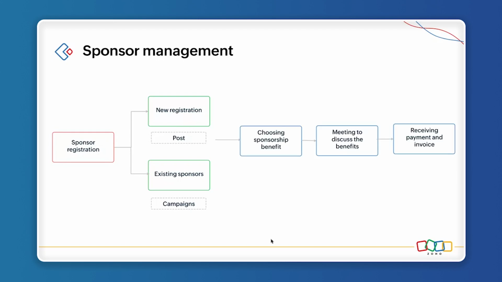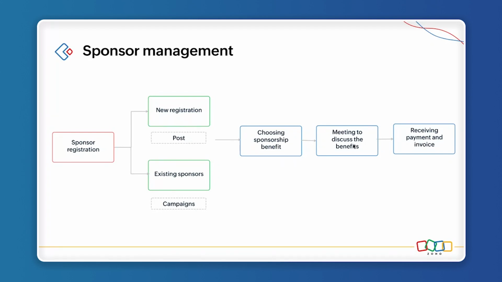So once the registration is received, the sponsors can choose the sponsorship benefits. Each and every event has its own sponsorship opportunities. Among those benefits, they can choose their preferred benefits. Once the benefits are chosen, we can arrange an online meeting to discuss their additional benefits or the other requirements they are requesting.